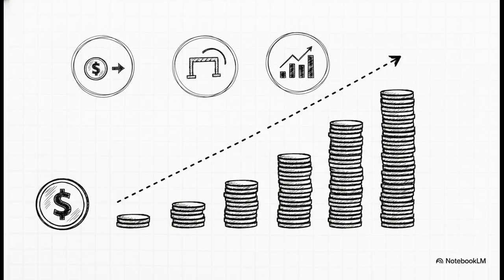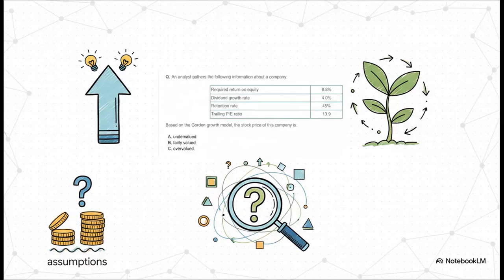Now, the most popular version of this is called the Gordon growth model. It makes things way simpler by using one huge assumption, that the company's dividends will grow at a steady, constant rate forever. Now, I know that's a big if, but it lets us get a quick estimate of a company's value with just three little inputs: next year's dividend, the return you demand as an investor, and that forever growth rate.